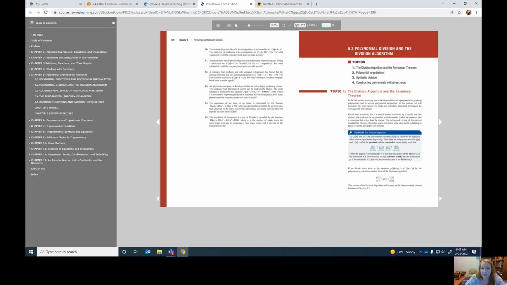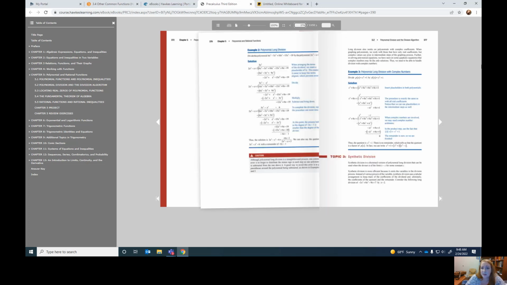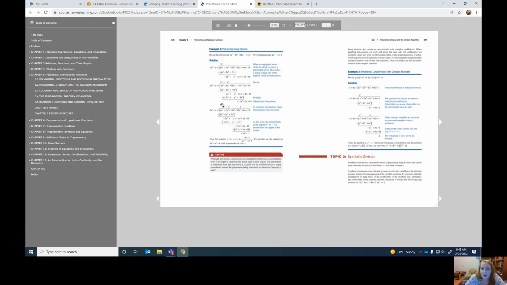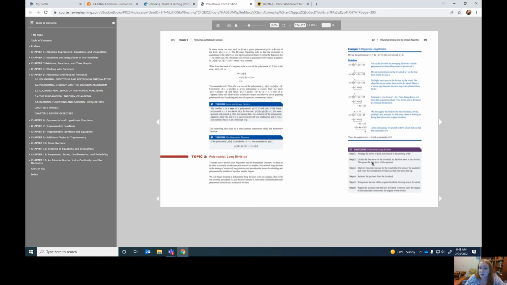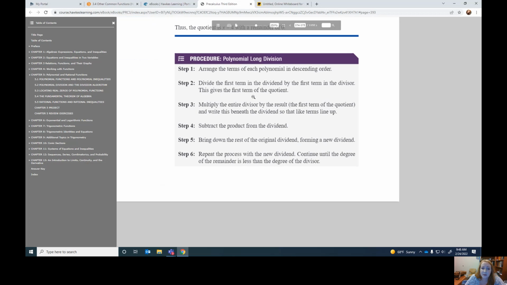So I told you it was on page 376, so you could just put it in the search bar up here, 376. And there we have our polynomial division steps, actually on page 375. So those are the steps for polynomial long division. You can take a screenshot of those or take a picture of it, or copy it down on your index card if that's something that you decide that you want to have on your formula sheet.